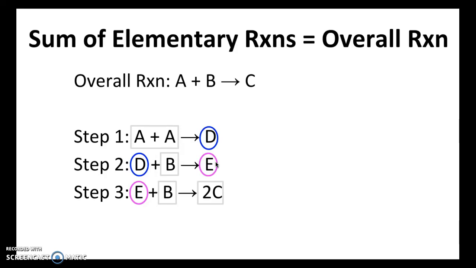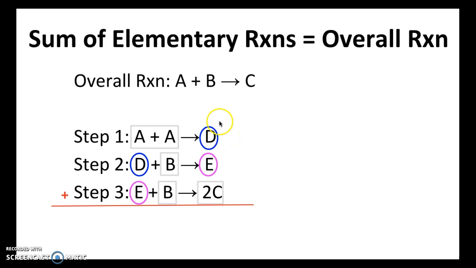Okay, so the sum of elementary reactions must equal the overall reaction. So here we have this reaction. We saw this in part 1, A plus B goes to C. And steps 1, 2, and 3 are the elementary steps of the mechanism. So this is the proposed mechanism here. Now, if we add them together, we will find that the sum of these steps will equal the overall reaction. Well, how does that work exactly?